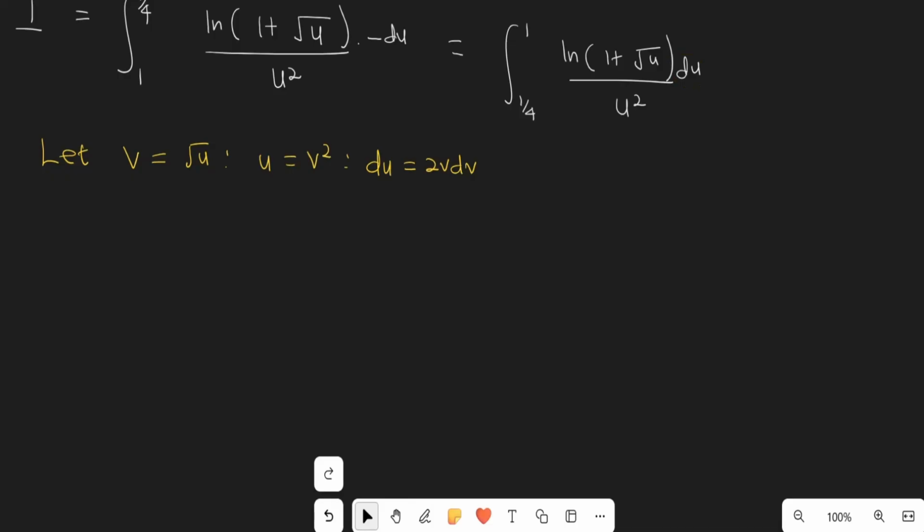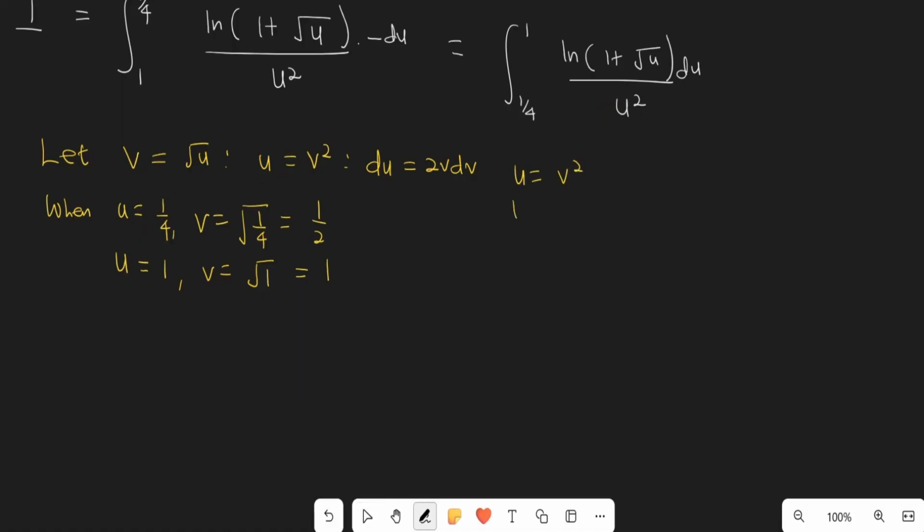And then the change in limits, right? So when u is equal to 1 over 4, we have v equal to the square root of 1 over 4, and that is equal to 1 over 2. And when u is equal to the upper limit 1, v is going to be the square root of 1, and that is equal to 1. How do I find an expression for this one in terms of v? We know that from here, u is equal to v squared. So that means that u squared here is equal to v raised to the power 4.